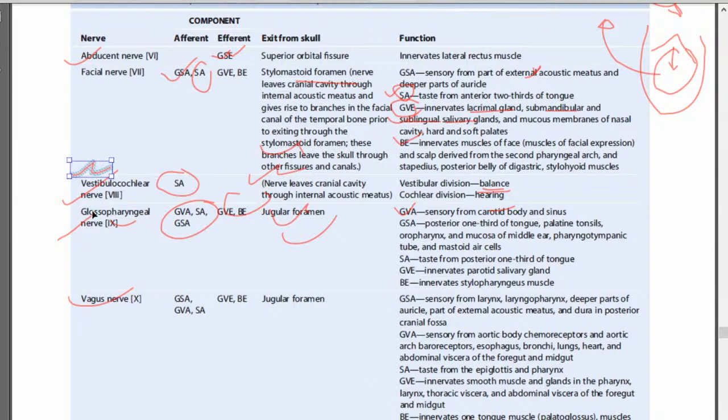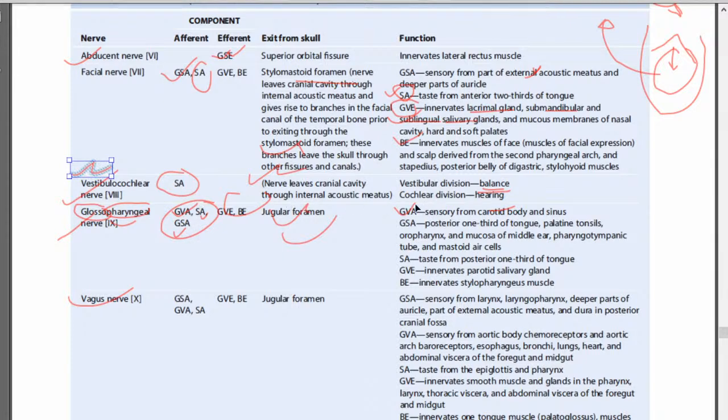We can break this term into two parts: glossa meaning the tongue, and pharyngeal meaning the pharynx. So there must be special afferent. I guess yes, special afferent is there, general somatic afferent and general visceral afferent. Why visceral? Because it might be the buccal cavity, I think.